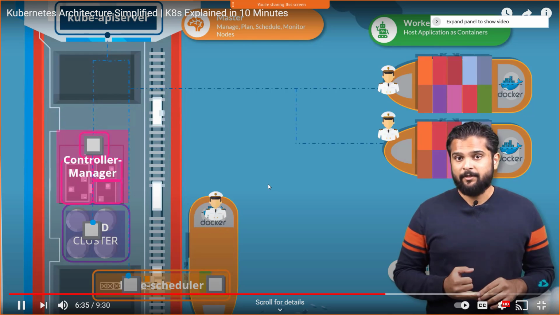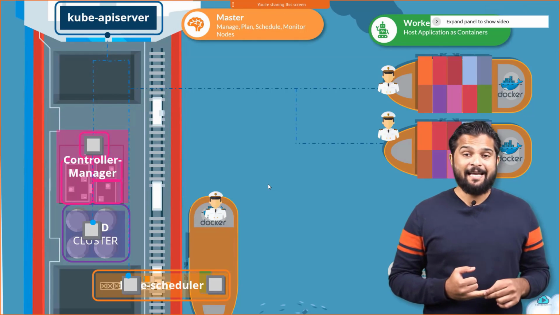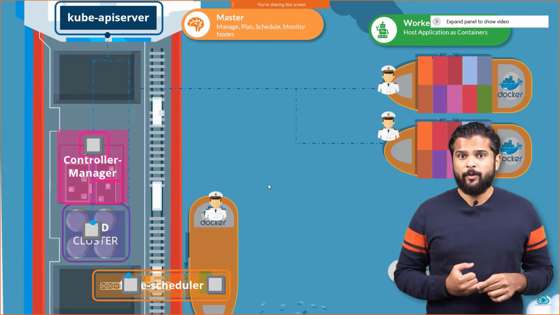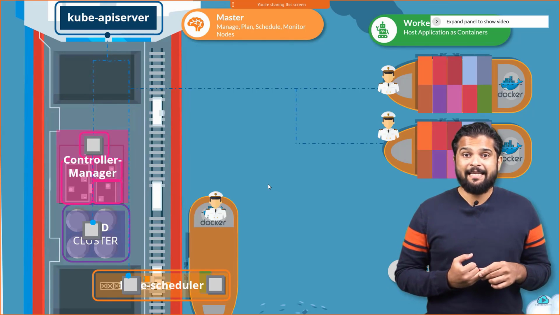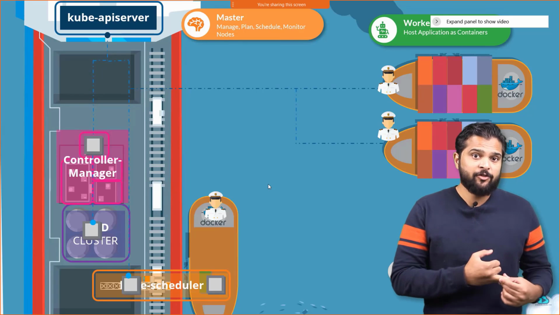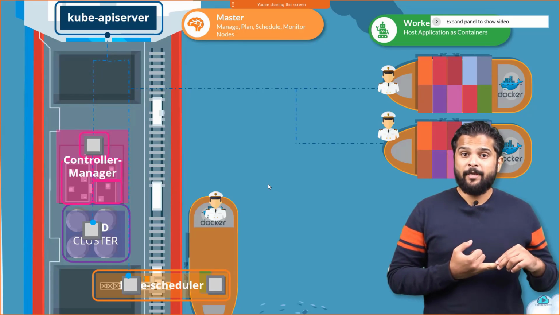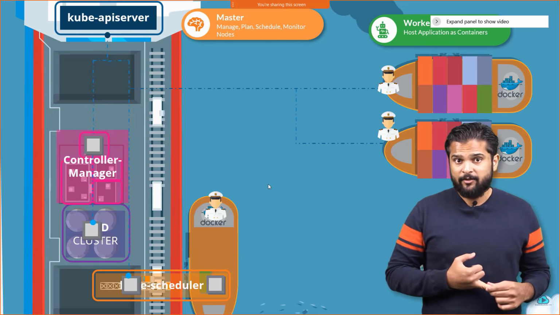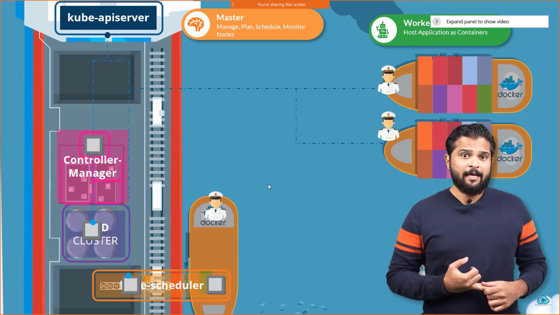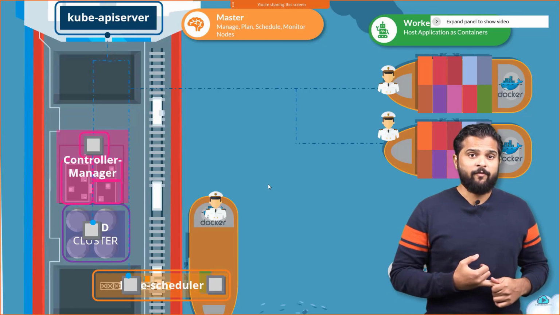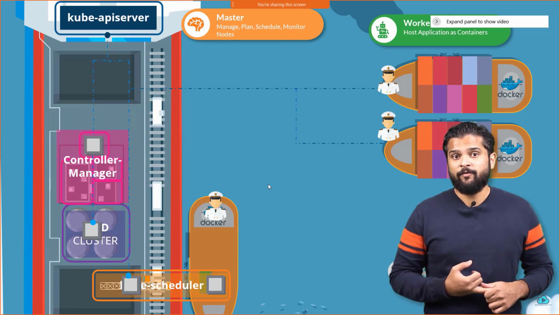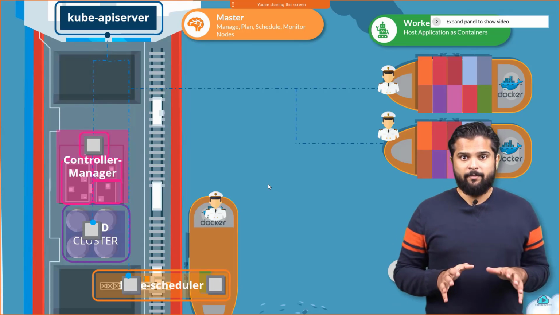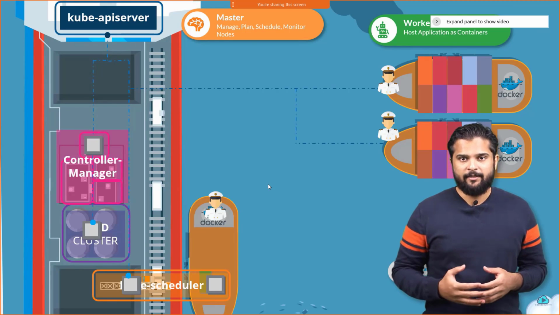Every ship has a captain. The captain is responsible for managing all activities on these ships. The captain is responsible for liaising with the master ships, starting with letting the master ship know that they are interested in joining the group, receiving information about the containers to be loaded on the ship, and loading the appropriate containers as required, sending reports back to the master about the status of this ship and the status of the containers on the ship, etc. Now, the captain of the ship is the kubelet in Kubernetes.